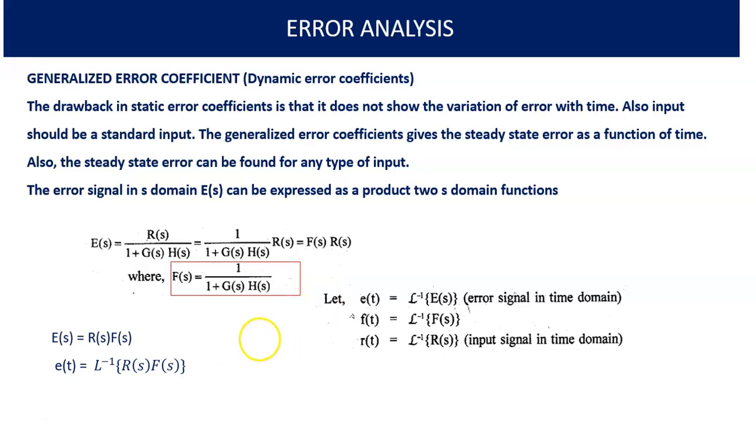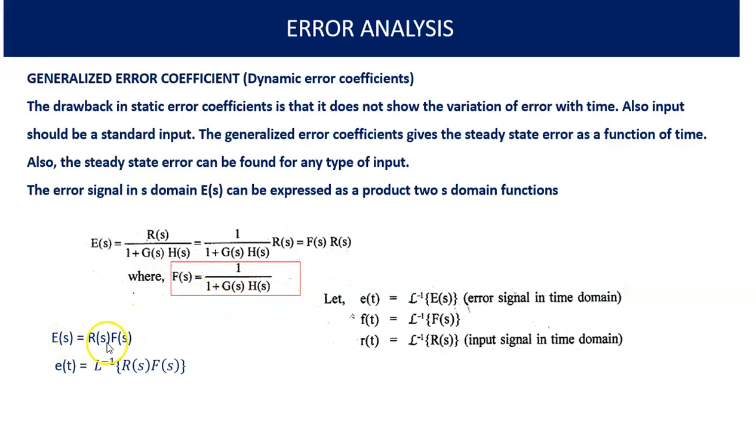So, the error signal in S domain E(s) can be expressed as product of two S domain functions. We know E(s) is equal to R(s) divided by 1 plus G(s)H(s). That's equal to 1 divided by 1 plus G(s)H(s) into R(s). That's equal to F(s)R(s), where F(s) is equal to 1 divided by 1 plus G(s)H(s). So remember this expression. We need this expression while doing problems.